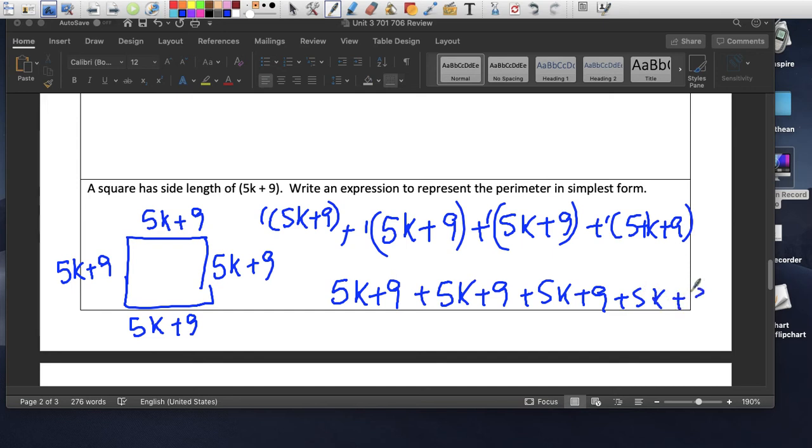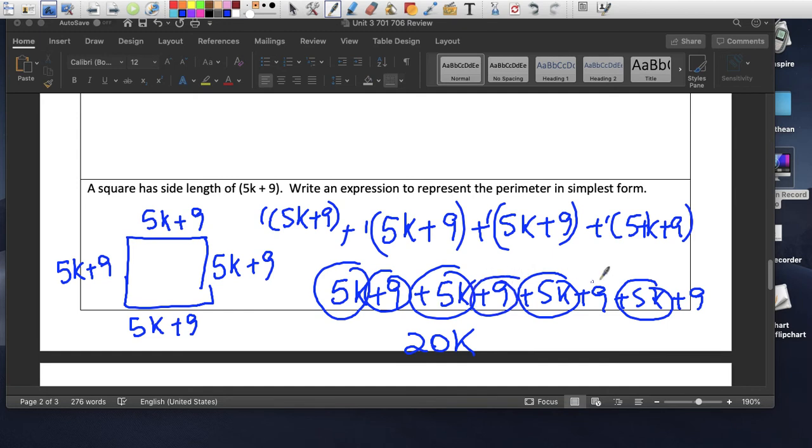It's just now a matter of adding all the like terms. So you get this 5k with the plus 5k with the plus 5k. So that gives me a total of 20k. And the plus 9 plus 9 plus 9 plus 9 is going to give me 36. So the expression of my square is represented by that. 20k plus 36. That was easy.